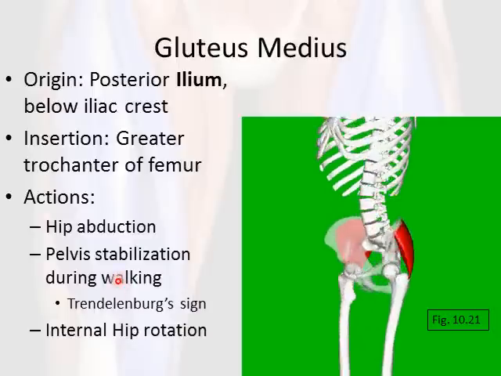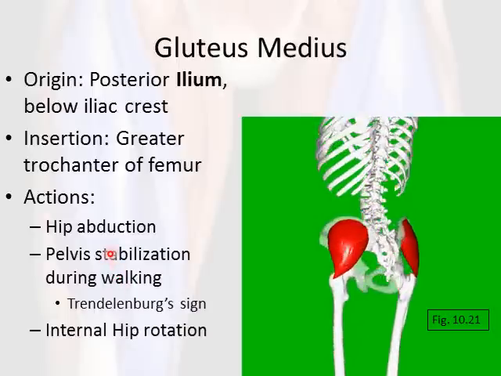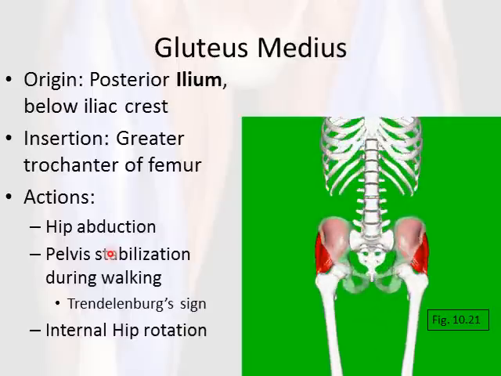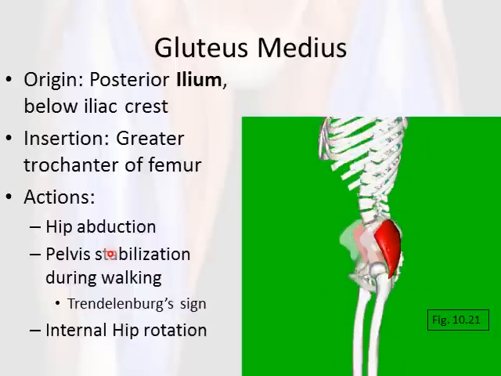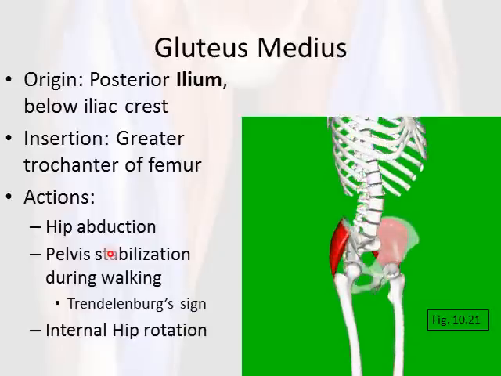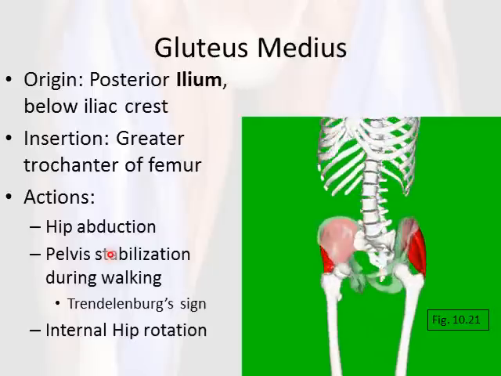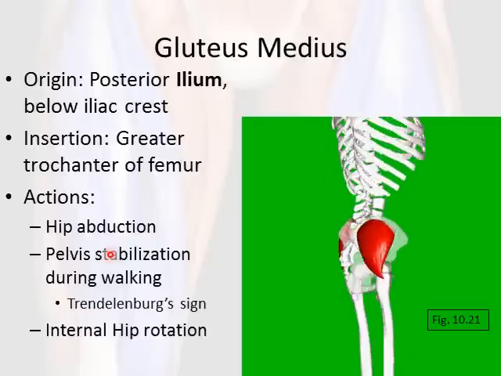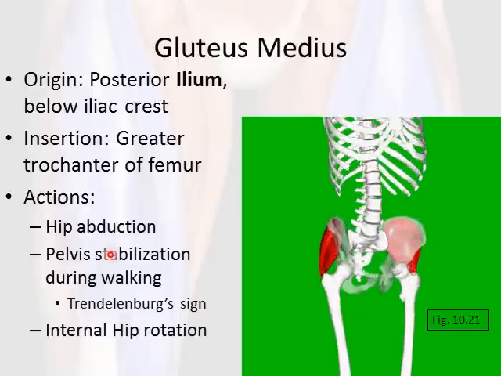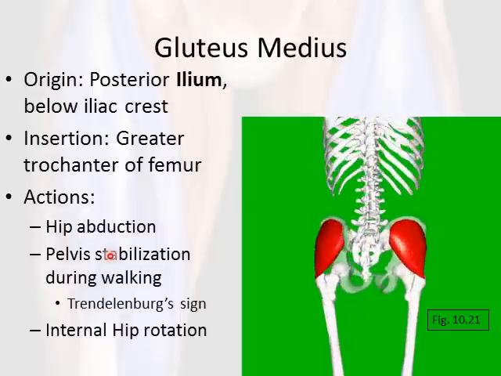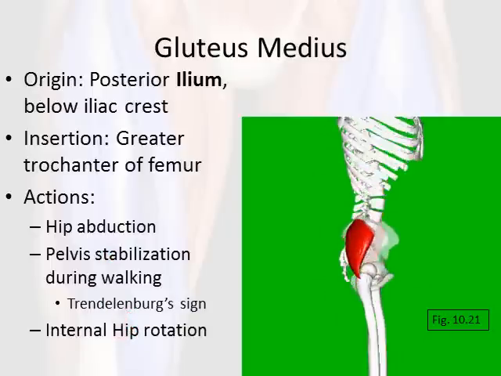Also, as we talked about in class on Wednesday, it's very useful for pelvic stabilization while walking. And there's a test called Trendelenburg sign when you stand up on one foot. If, let's say, like I did in class today, you stand up on your left foot and your hip drops to the right side, that means your gluteus medius is weak, or it's not being innervated for some reason, and that's Trendelenburg's sign when that hip drops down. It's also known as a hip internal rotator.